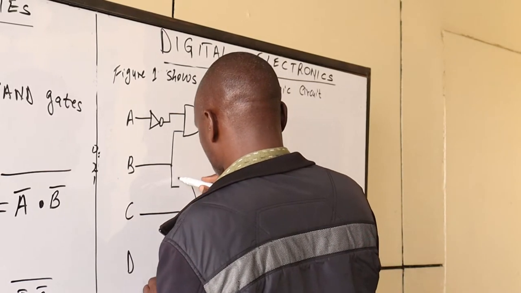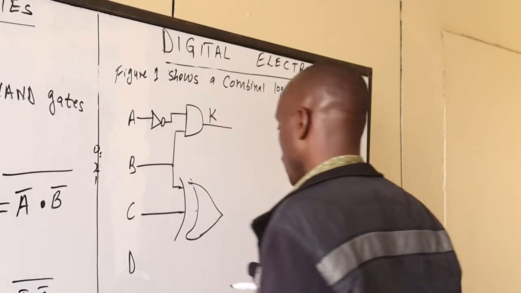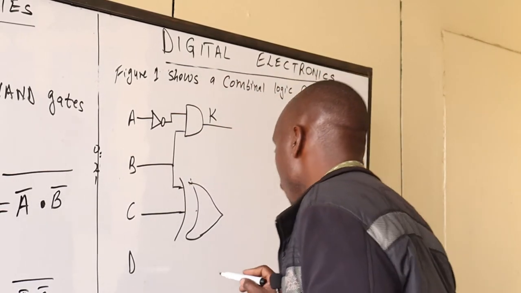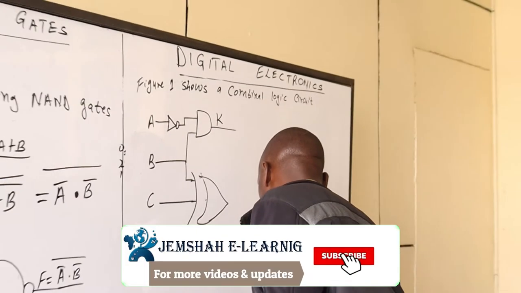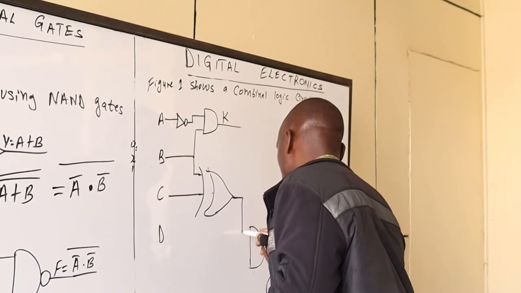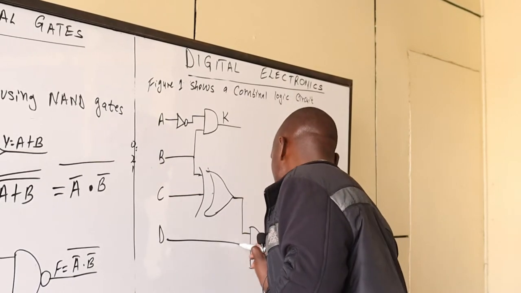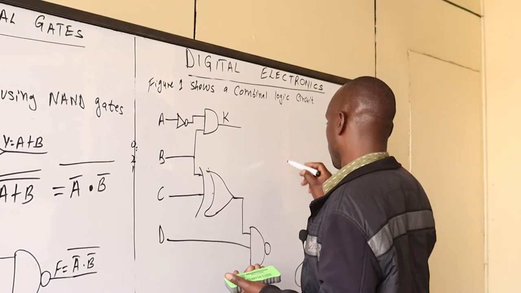So from there we can have this. Then we can have another one down here. We can have another one here, which is now NAND. And now NAND, we can say, is made of this and then D direct. Then from there, I want us to complicate matters a little.